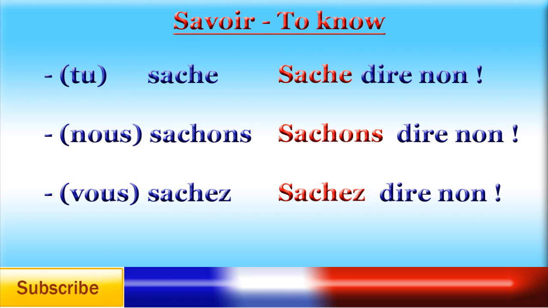Here is the verb savoir, to know, in the imperative. Sache, as in sache dire non, know how to say no. Sachons, as in sachons dire non, let's learn how to say no. Sachez, as in sachez dire non, know how to say no. Sache, sachons, sachez.